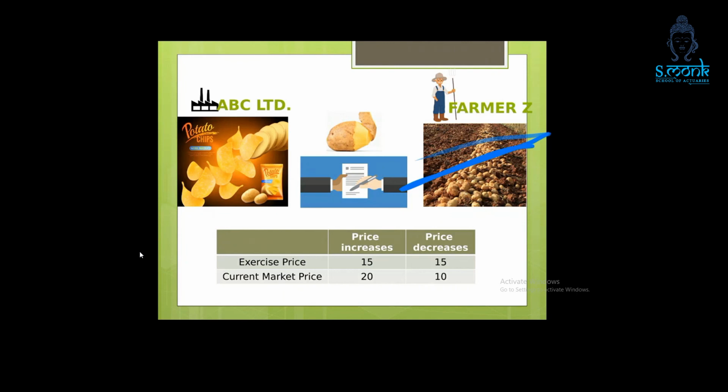Whereas on the other hand, if the farmer Z had gone long on a put option, he would have the right to sell potatoes at rupees 1000 per quintal even when the market price is rupees 500 per quintal, and ABC Limited would be obliged to pay him 1000 per quintal.